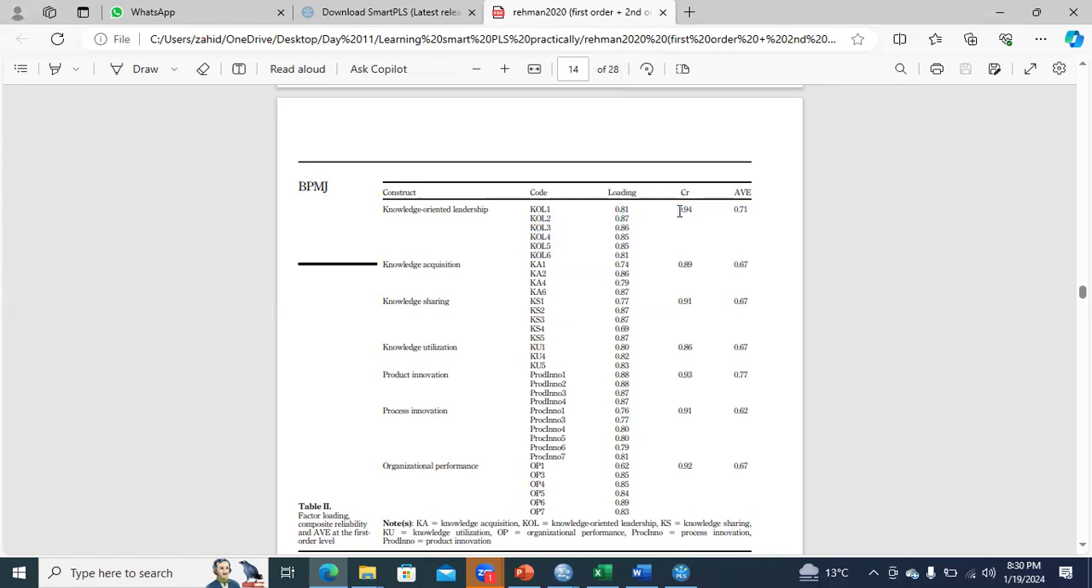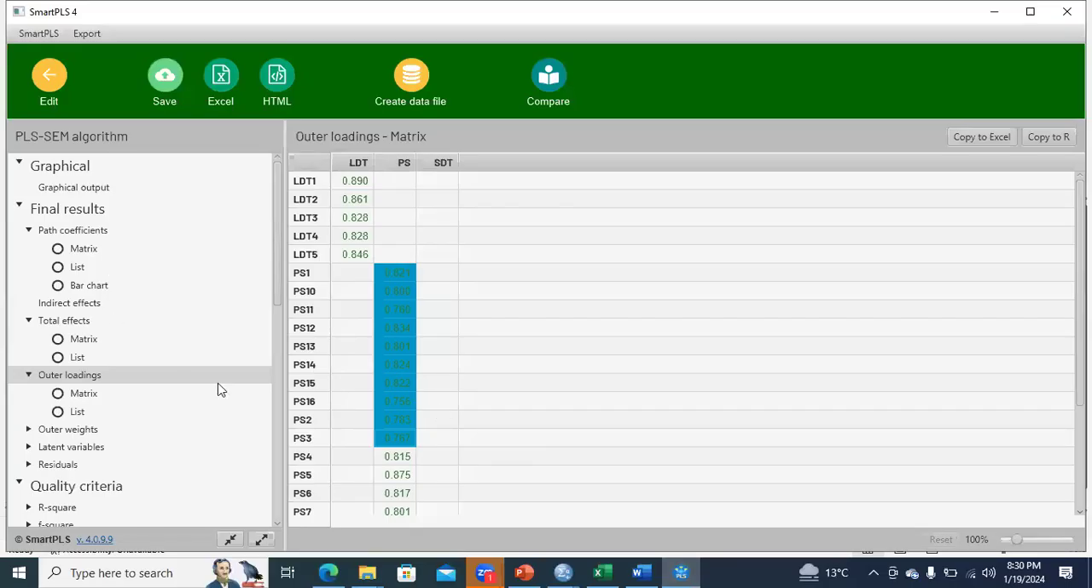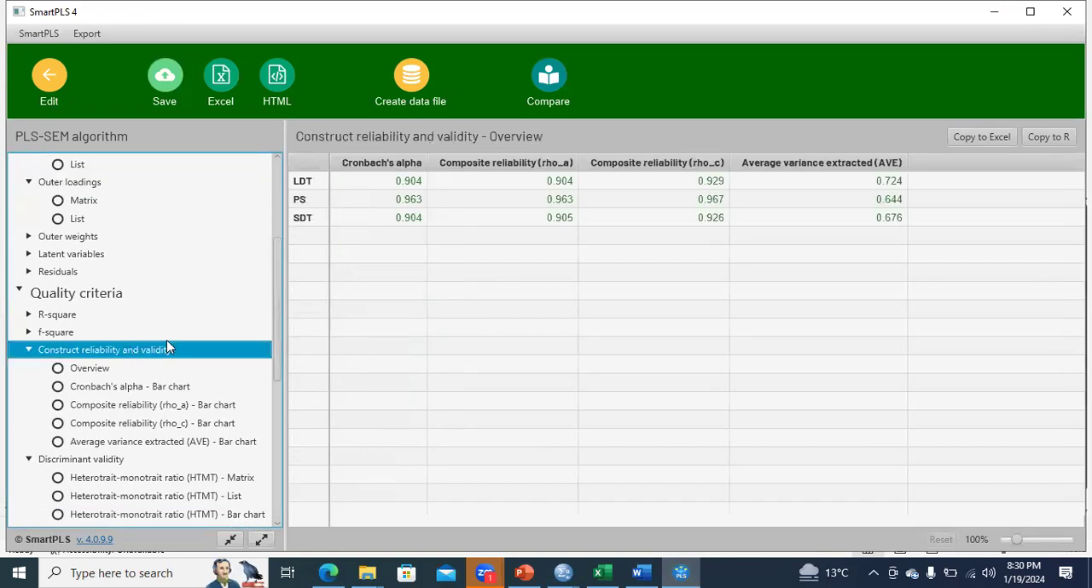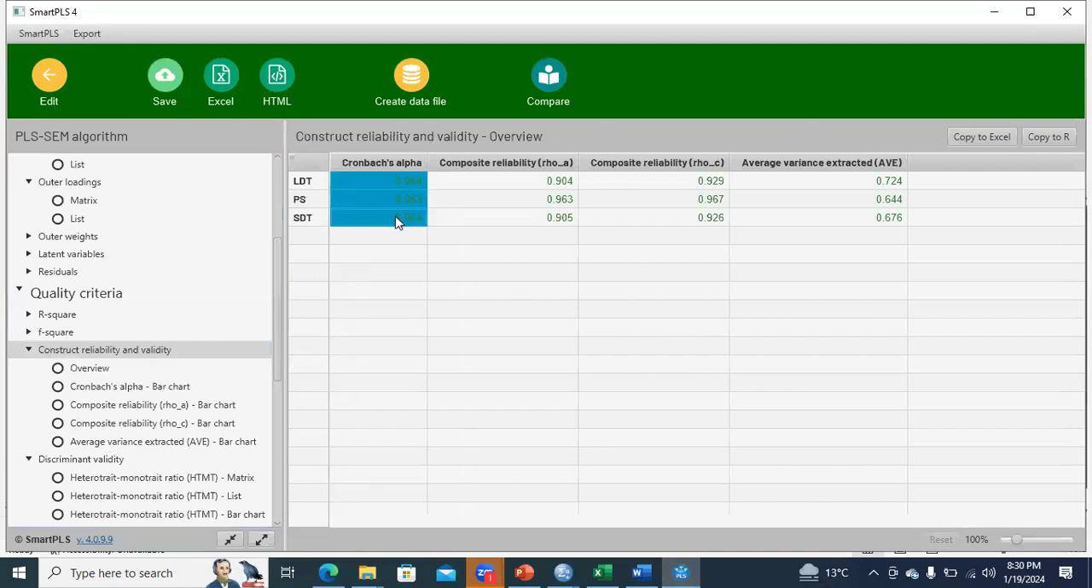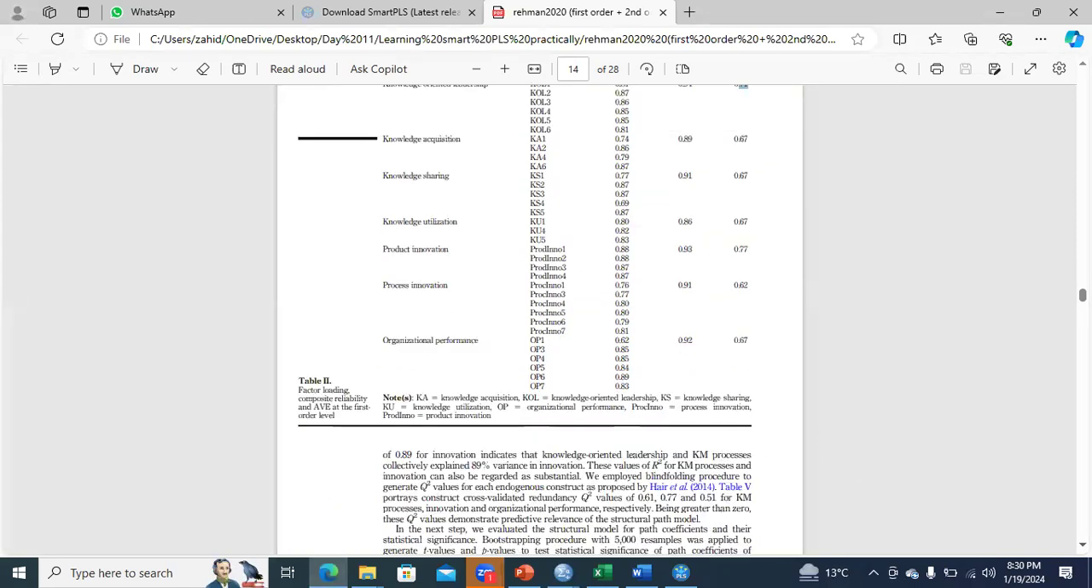And you can see here the CR, which is composite reliability, and AVE. Here we have found it like you can see here. In case of construct reliability and validity, you can find here the Cronbach alpha. You can find here the CR, which is composite reliability. You can find here the AVE. So in the same way, they have provided the results of CR and AVE construct by construct. So this is the table that we can generate from factor loading or outer loading, or from EFA.